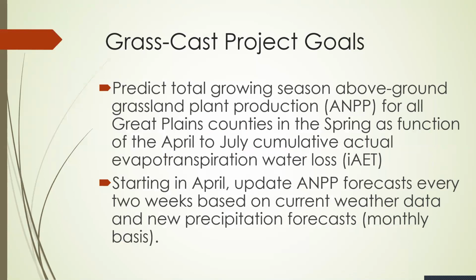Okay. GrassCast project goals: predict total growing season aboveground grassland production for all Great Plains counties starting in the spring. And the key driver is the April through July cumulative actual evapotranspiration, how much water the plants lose. And we basically make these forecasts every 2 weeks. Key part of it is we use the real weather data up to the time that the forecast is given. So if it's April 15th, we can get the real weather data up to 2 days before that. So April 13th, we have what actually happened. And then we forecast forward what's going to happen.